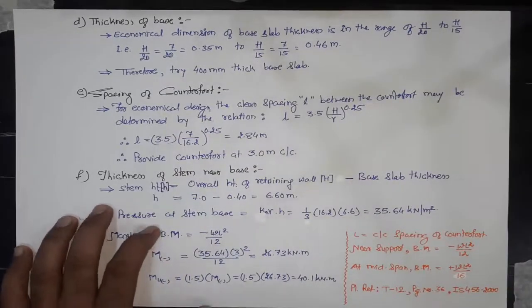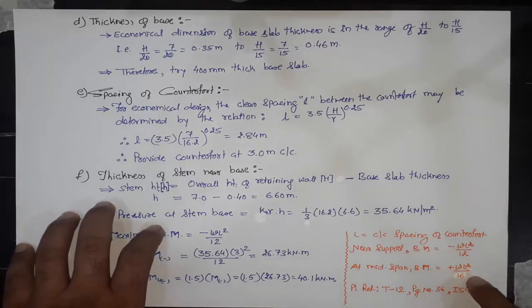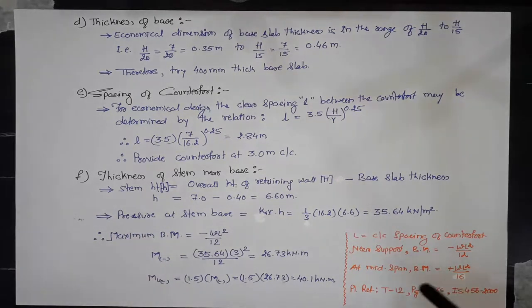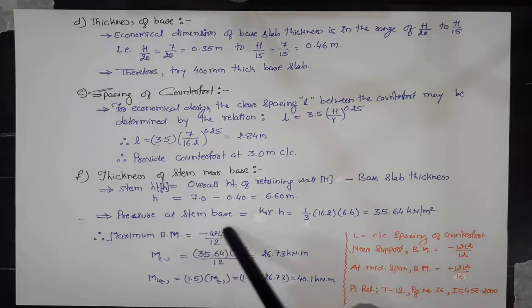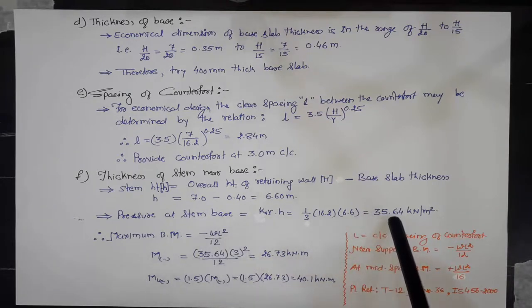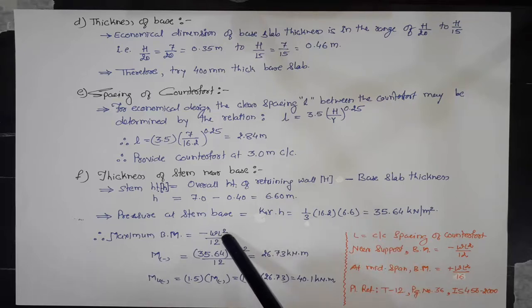This formula of WL square by 12 and WL square by 16 is given in Table 12, page 36 of IS 456-2000. We will get maximum bending moment at support since we have minimum value of denominator in the formula of bending moment at support. Therefore, substituting all values in this formula, WL square by 12, where W is the pressure intensity at stem base, L is the center to center distance between the counterforts, and 12 is the constant, we will get bending moment, this is negative bending moment, as 26.73 kN meter.